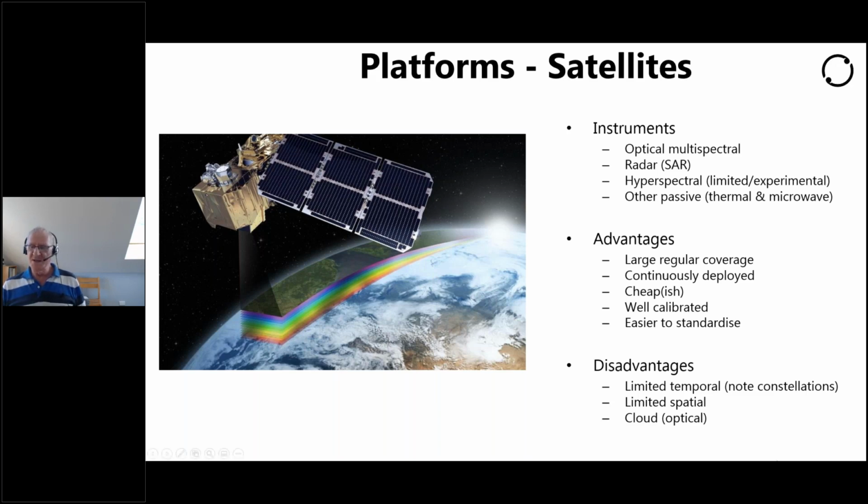The disadvantages tend to be a little bit limited temporal resolution, limited by the orbits that they're in. You might only get a pass every few days or weeks, and that can be ameliorated to some extent by putting up constellations of identical satellites. They also tend to be a bit limited in their spatial resolution. There were regulations around this in the past. I think they've been relaxed a little bit nowadays, but even now you're still not going to get the very highest resolutions out of satellites.